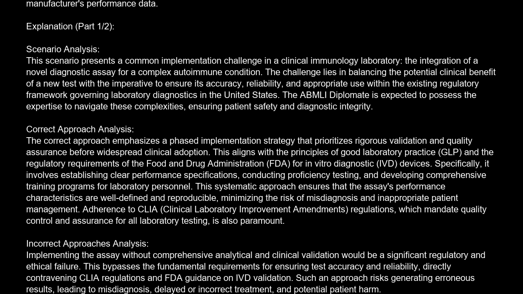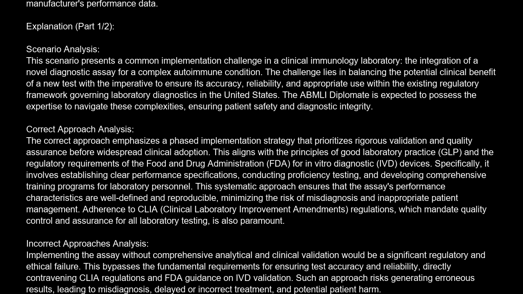This systematic approach ensures that the assay's performance characteristics are well-defined and reproducible, minimizing the risk of misdiagnosis and inappropriate patient management. Adherence to CLIA, Clinical Laboratory Improvement Amendments, regulations, which mandate quality control and assurance for all laboratory testing, is also paramount. Incorrect approaches analysis.